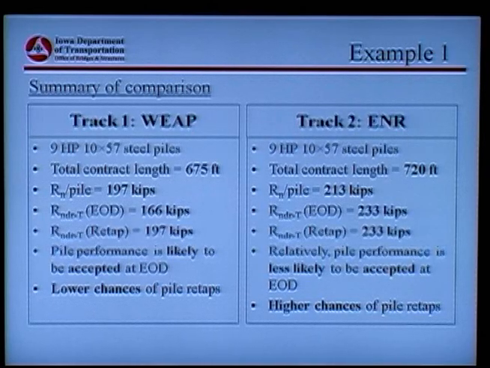So what it means to you is that the pile performance is likely to be accepted at end of driving if WHIP were to be used as a construction control, whereas the pile performance is less likely to be accepted with ENR. In other words, you have a lower chance of requiring a pile retap if you use WHIP, including the pile setup in the calculation. In contrast, a higher chance of retap is required if you use the ENR formula.